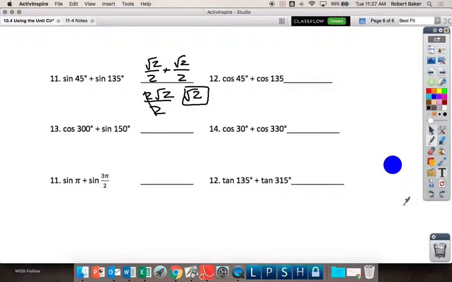Second set of problems. We're trying to do 1/2 plus 1/2. 1. Yes! 0.5 plus 0.5 equals? 1. The answer is 1.